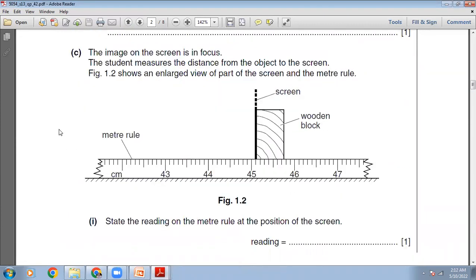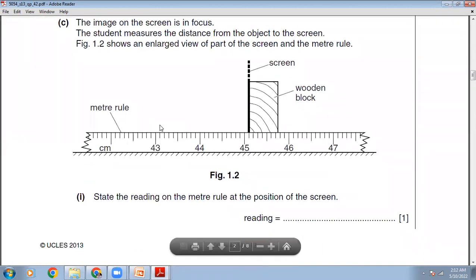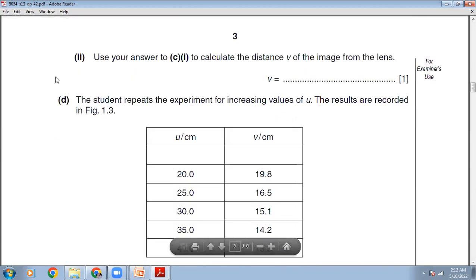It says the image on the screen is in focus and the student measures the distance from the object to the screen. Figure 1.2 shows an enlarged view of part of the screen and the meter rule. State the reading on the meter rule at the position of the screen. This reading is 45.1 centimeter. So here you will write 45.1 centimeter.